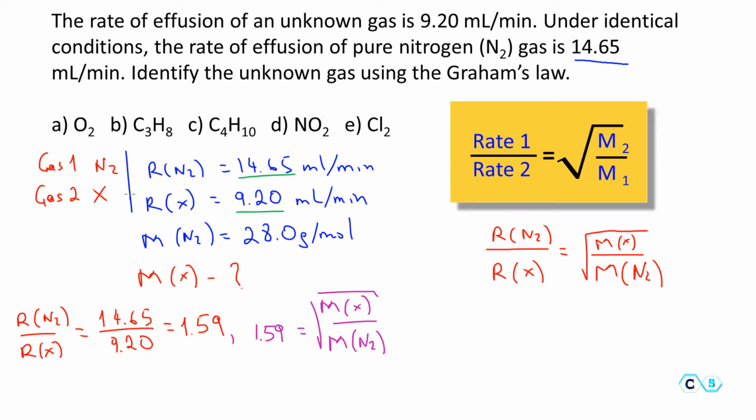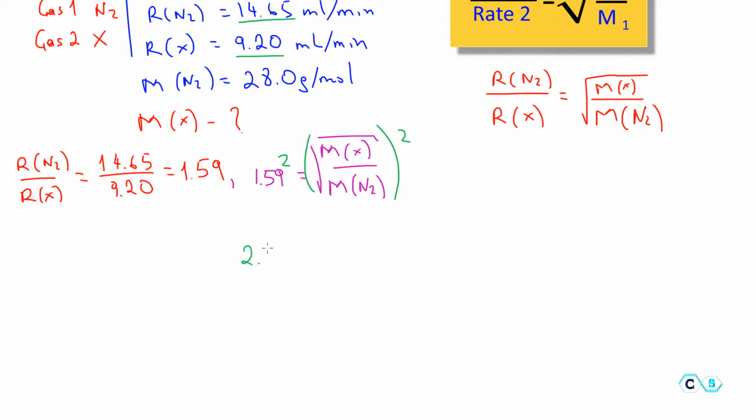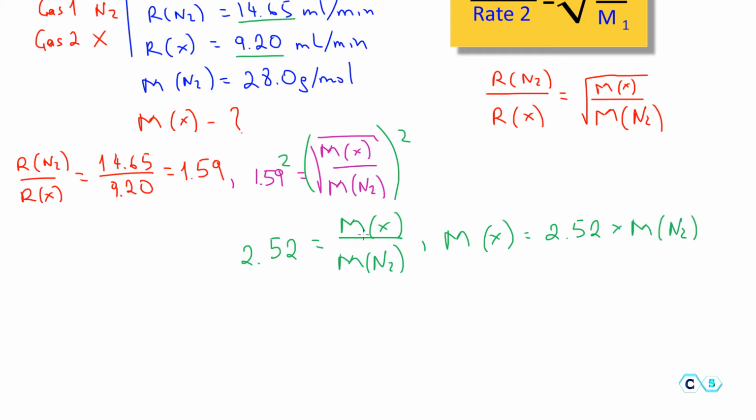So we need to get rid of the square root. What we want to do is square both sides, so everything needs to be squared, and if we do that, we'll have 2.52. So 2.52 is equal to Mx over M of the nitrogen. We got rid of the square root, and we can say that Mx is equal to 2.52 times the molar mass of the nitrogen.